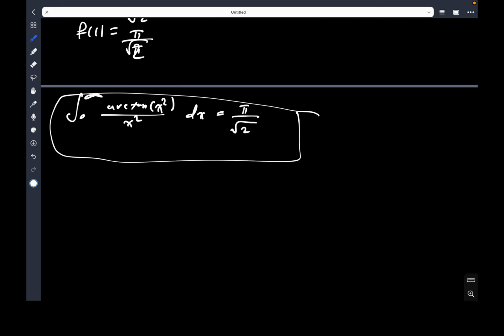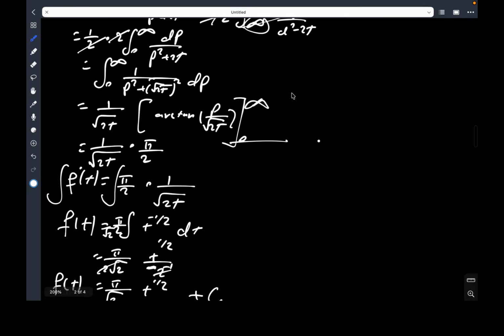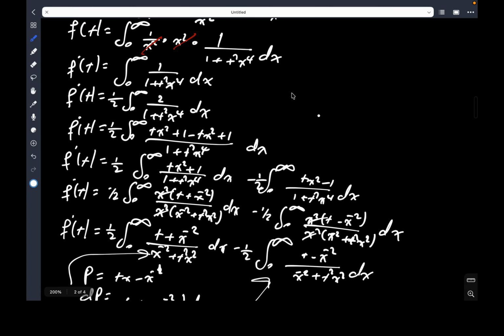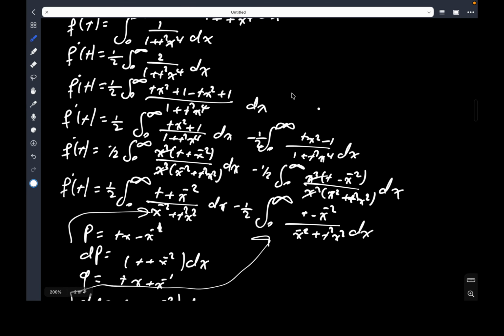So this integral was obliterated with Feynman's technique of integration, and it turned out to be a little hard, but not very hard.